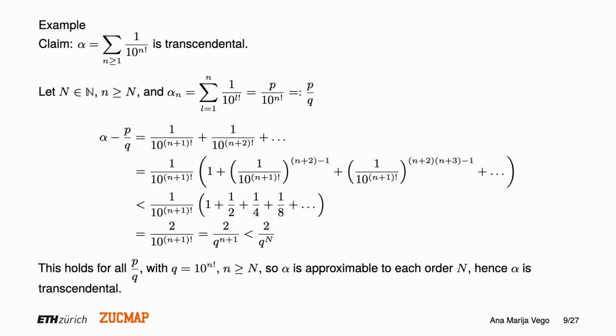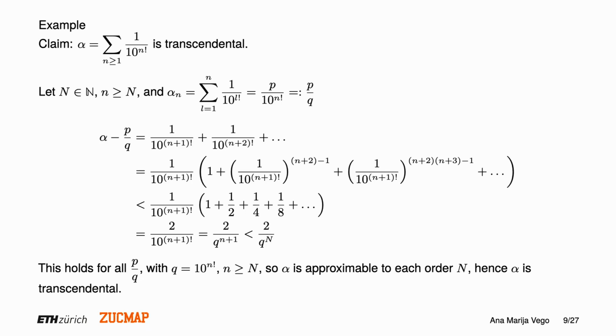So we pick an arbitrary integer, a big N, and for all integers greater than that, we define these partial sums, which are just the sums from l equals 1 to N of 1 over 10 to the power of l factorial. And then we look just at the difference alpha minus p over q, and we want to bound it nicely. We can write that out, factor out 1 over 10 to the power of (n plus 1) factorial, and we can use this really bad approximation that the terms in the brackets are smaller than 1/2, 1/4, 1/8, and so on.